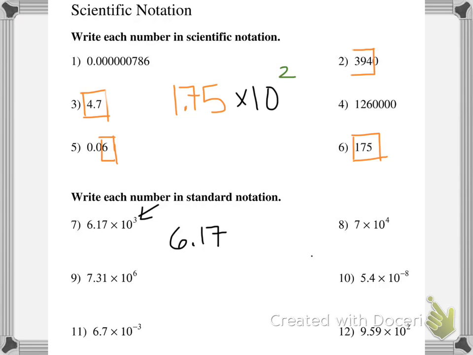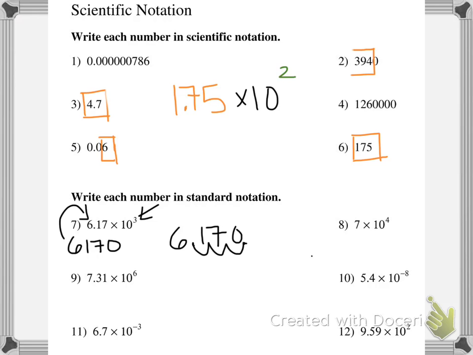I honestly do. Because if you're going to make the number 6.17 bigger, which direction are you going to move the decimal? To the right. Everybody understands that. So 1, 2, 3 places. Isn't it true that 6,170 is bigger than the original 6.17? Yes. And if the exponent is a positive, then that is what you're going to do.